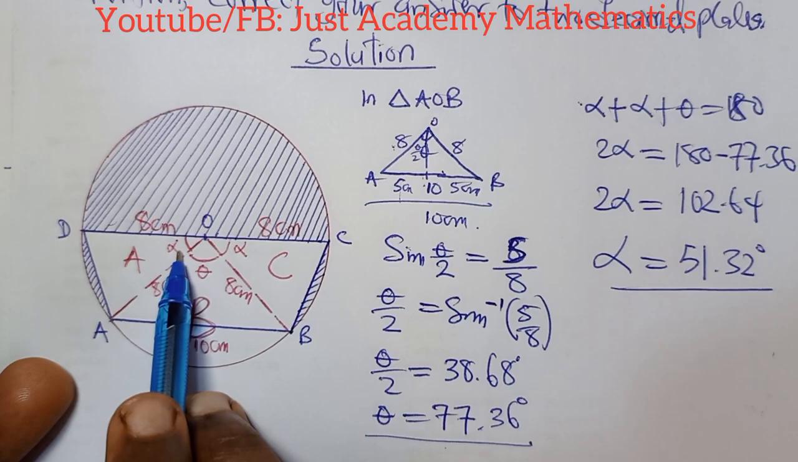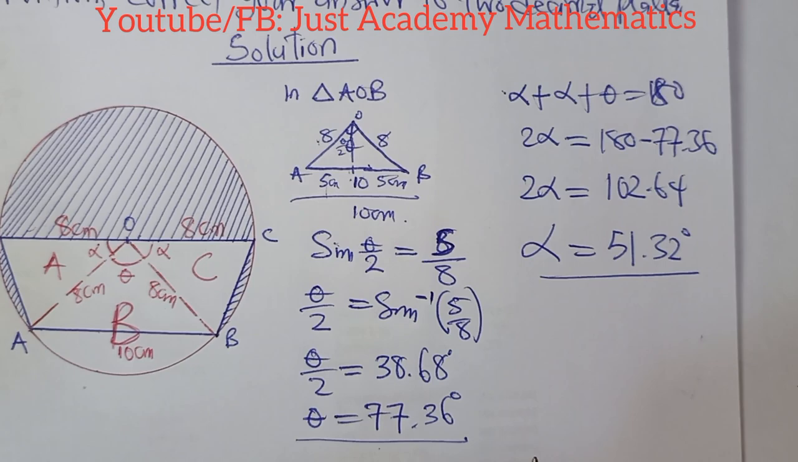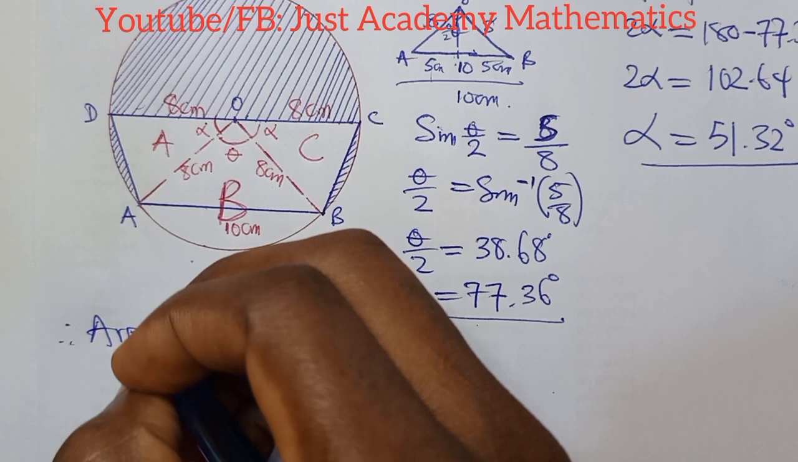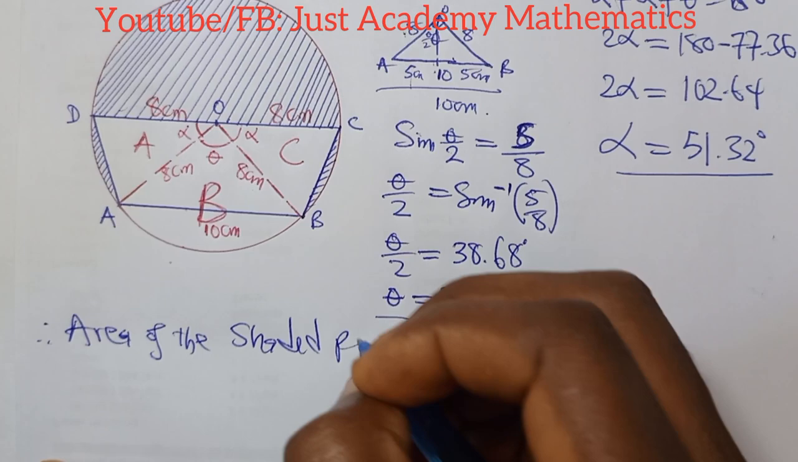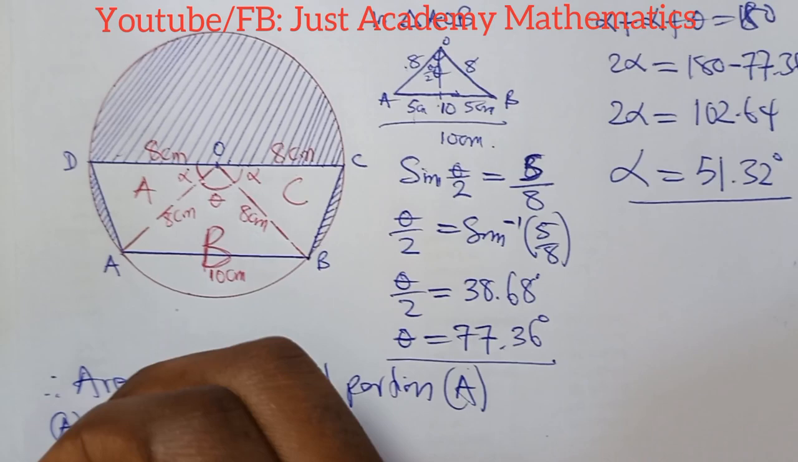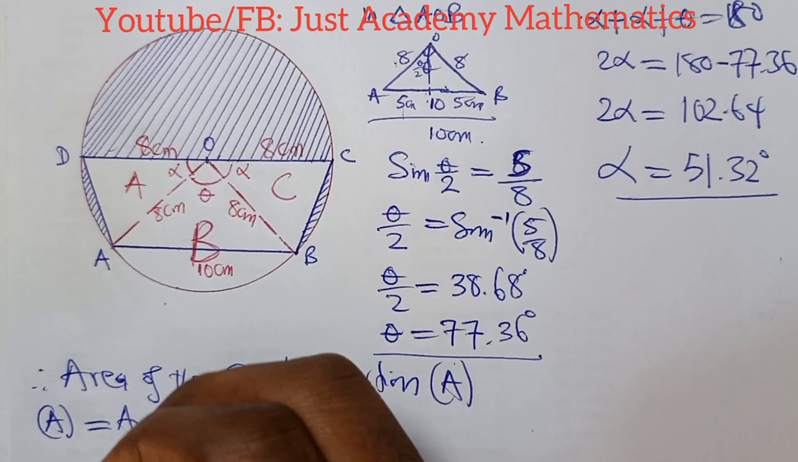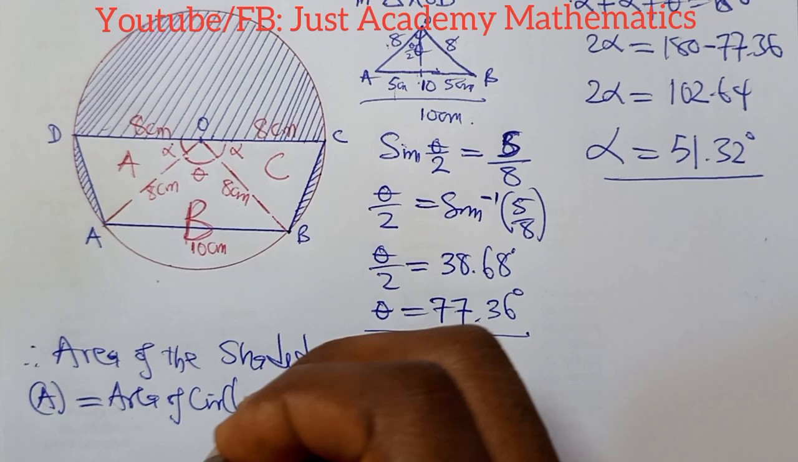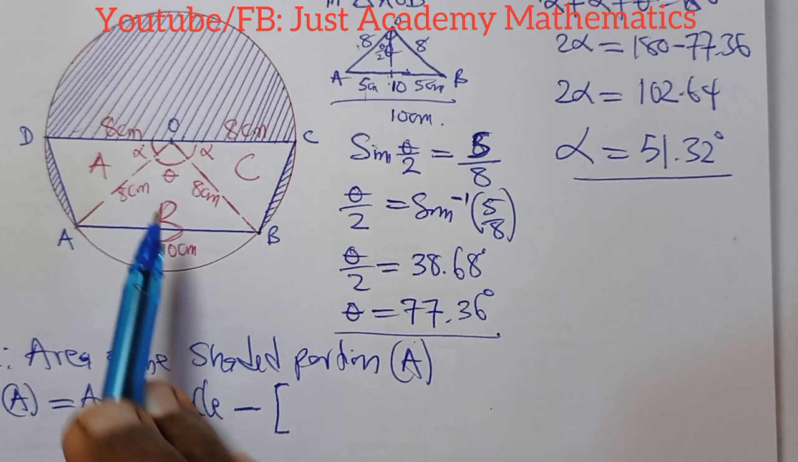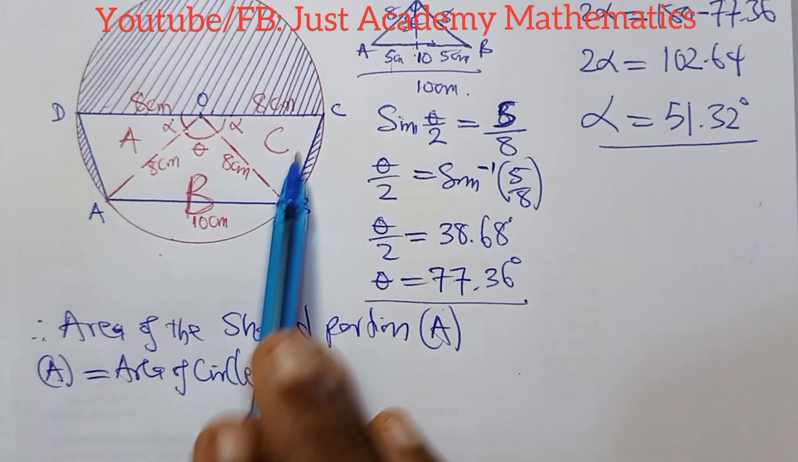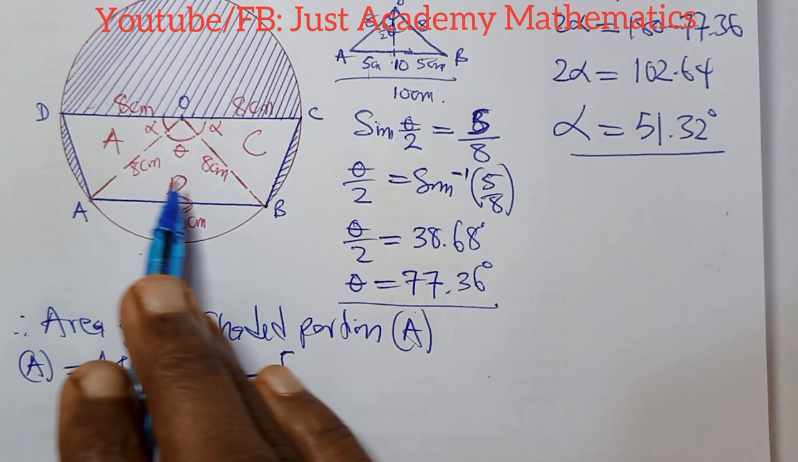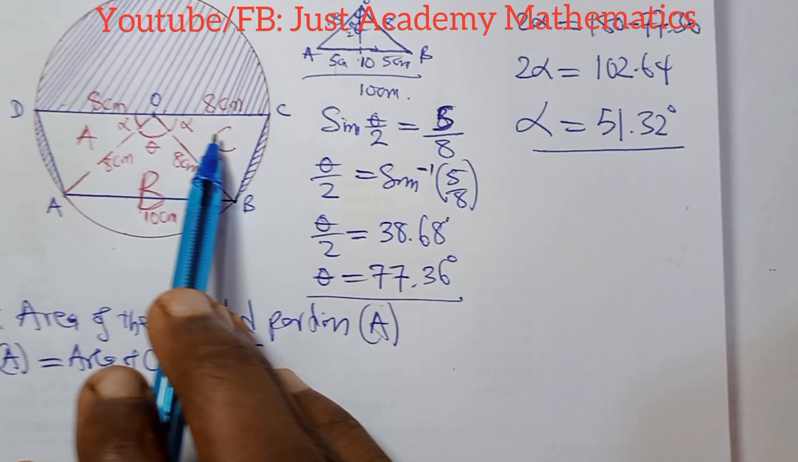So with this, we can find the area of the shaded portion. We will now come here and say, therefore, that the area of the shaded portion A is equal to the area of the whole circle minus the area of this sector, area of this triangle, that is area of A, B, and C. So minus this plus this plus this, or minus this minus this minus this, we add these three together, 1, 2, 3.